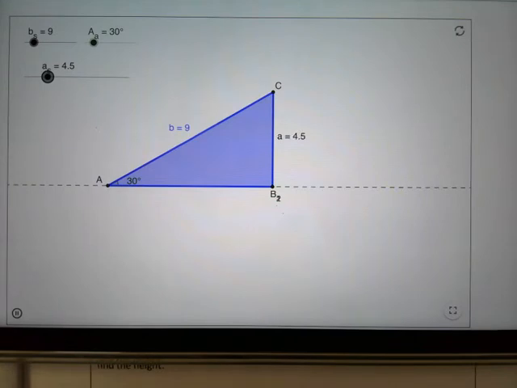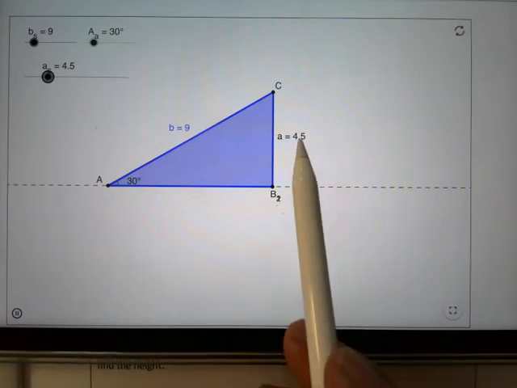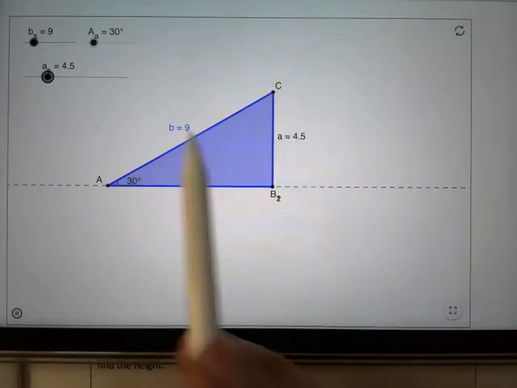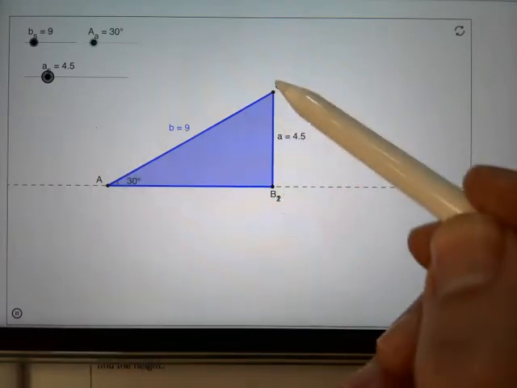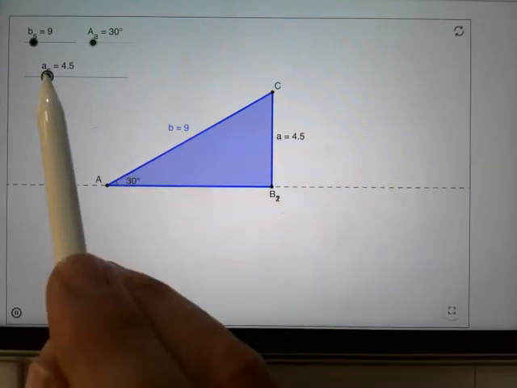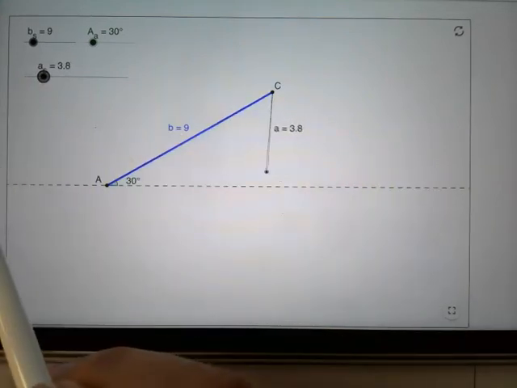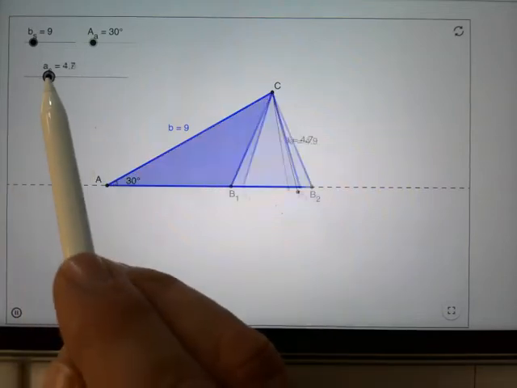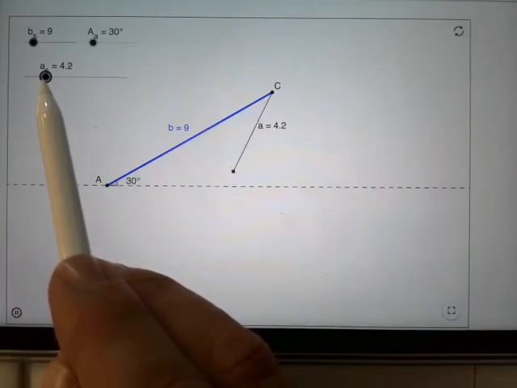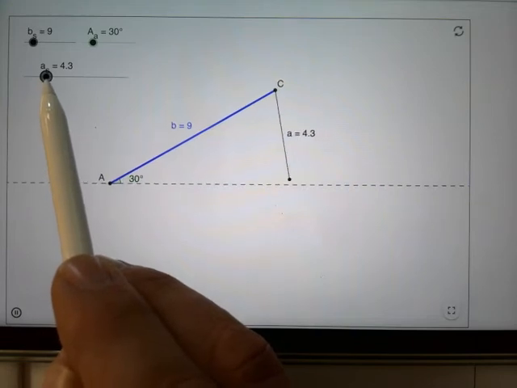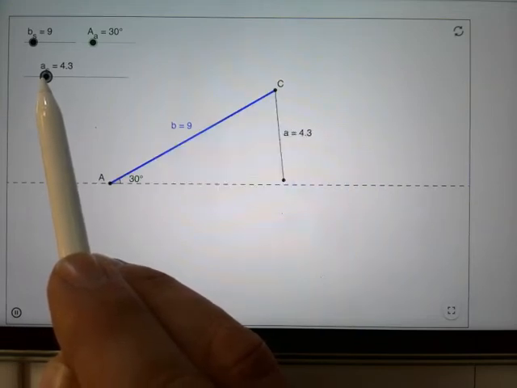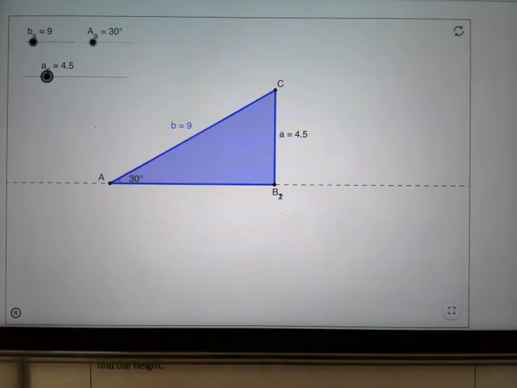Oh, perfect. What kind of a triangle is possible there? It's a right triangle. Exactly 90 degrees here, because we match the height. So the other side length is 4.5, so exactly one triangle. So there could be no triangle if the side is shorter than the height. If it's exactly equal to the height, you've got one triangle.